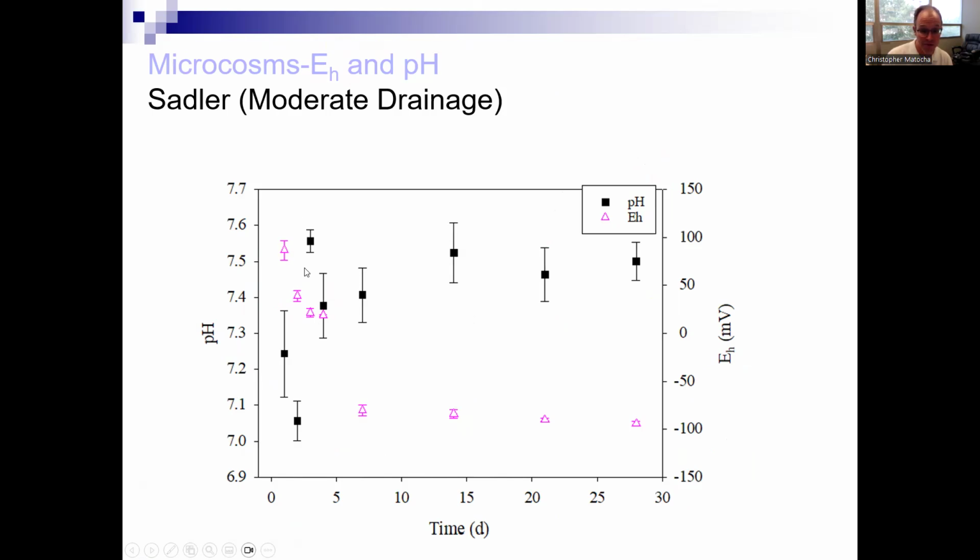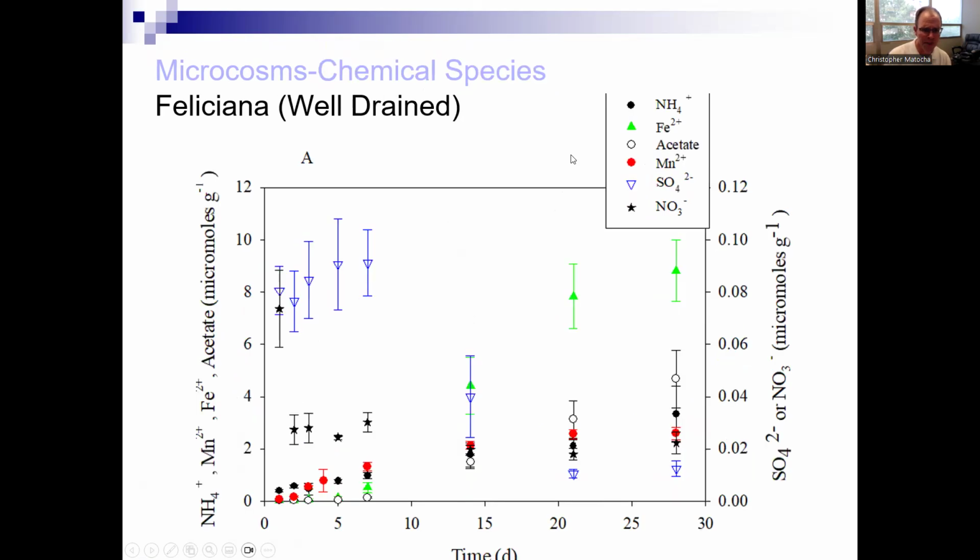Starts off about 100 millivolts down to -80. pH starts off about 7.1, and it tends to increase over time. Now, Feliciana, this is a well-drained soil. How does it compare to some of these others?